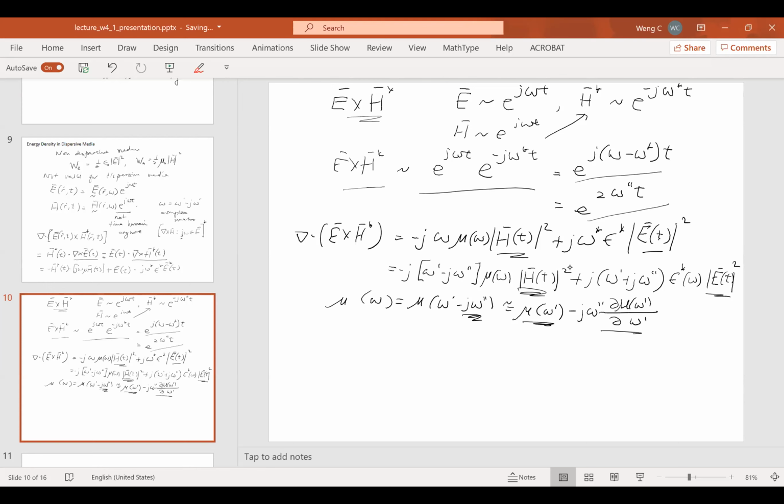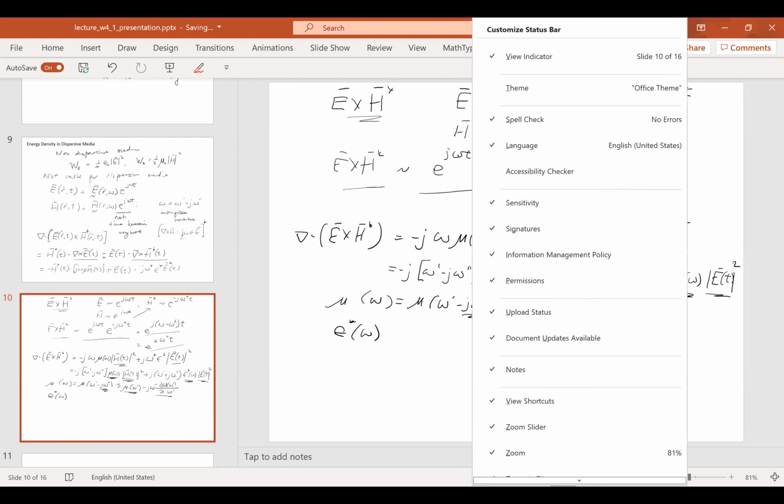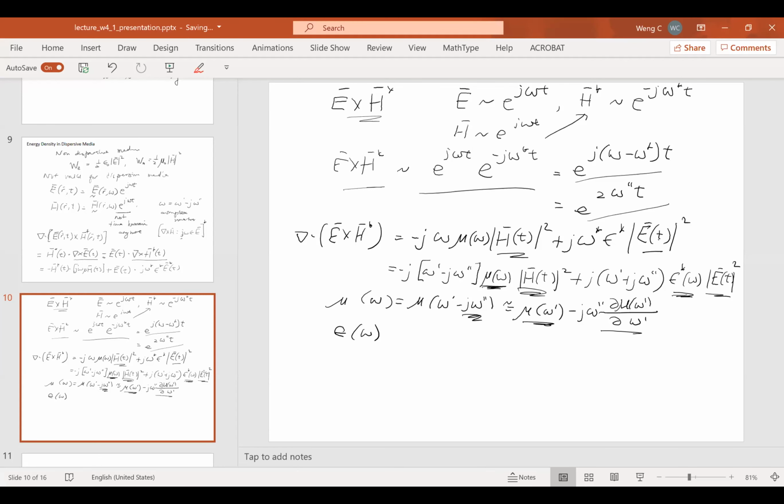I can also do the same thing to this term over here. So I have done that to that term over here. The next thing I should do is to do it to that term over there. And then I can show that epsilon of omega conjugation, or maybe I just do it without conjugation first. And then by the same token, let me see, what am I doing here?